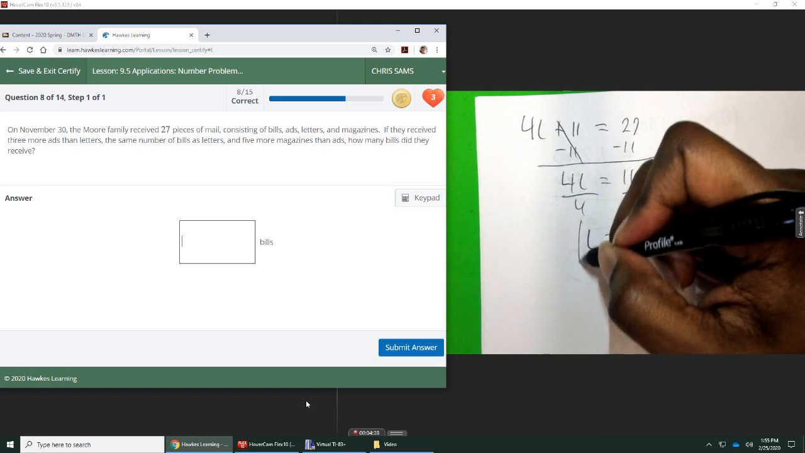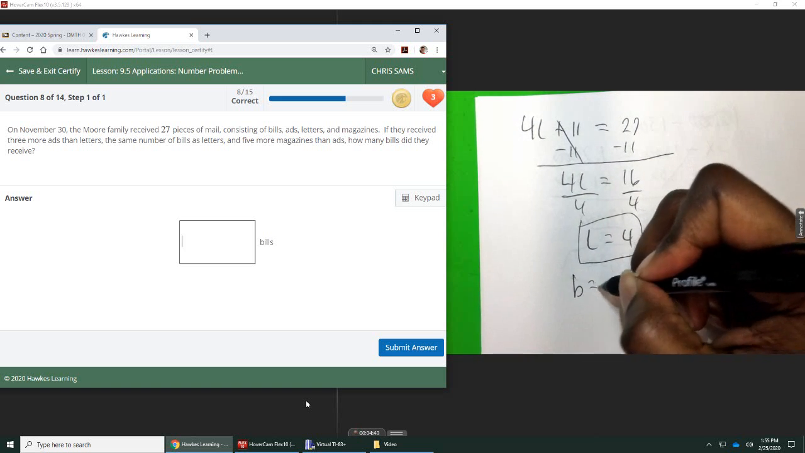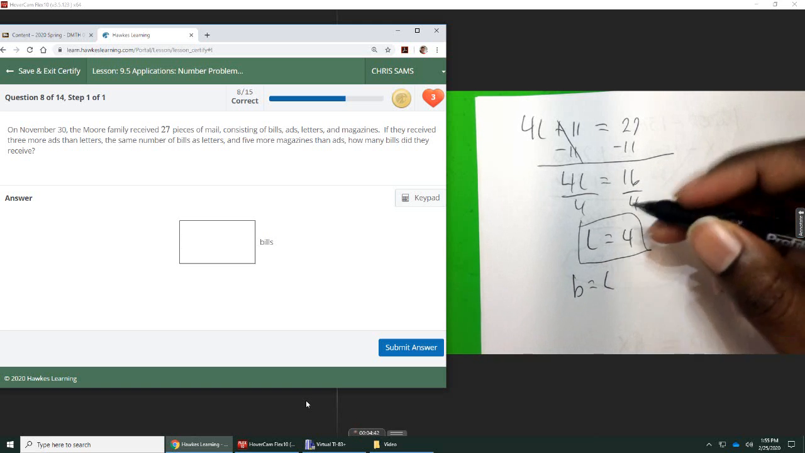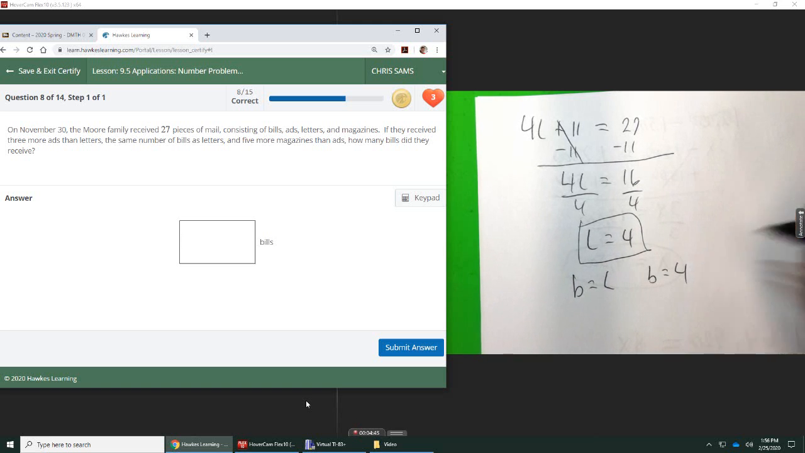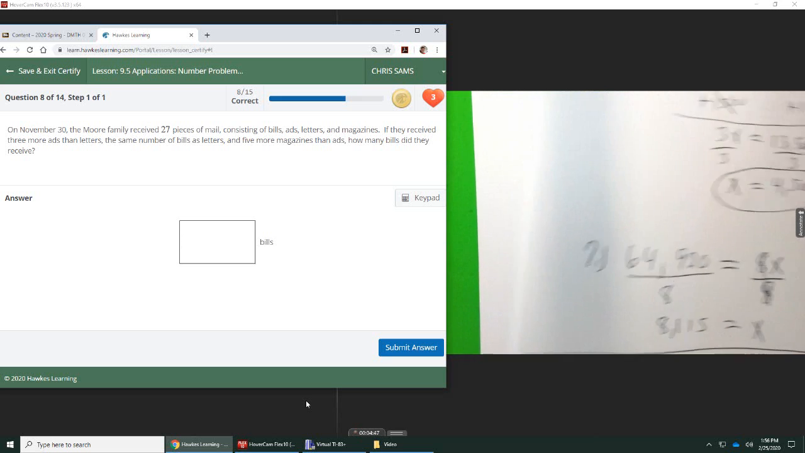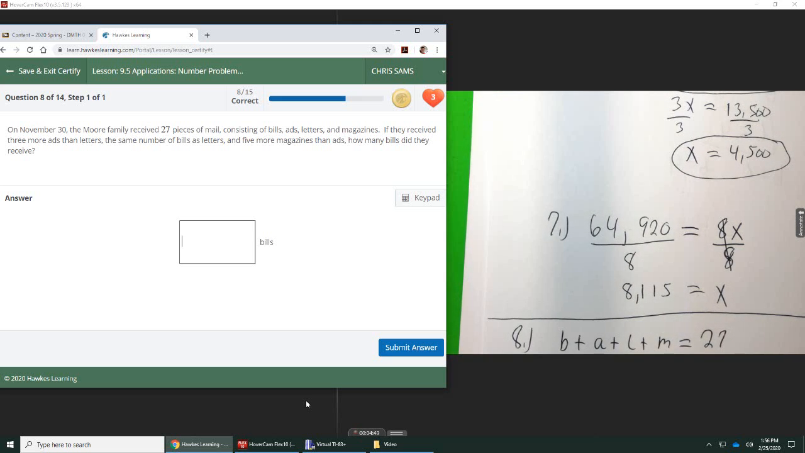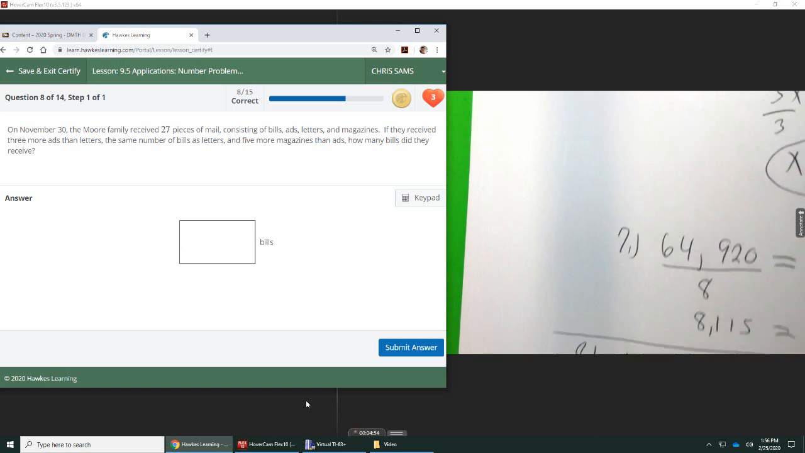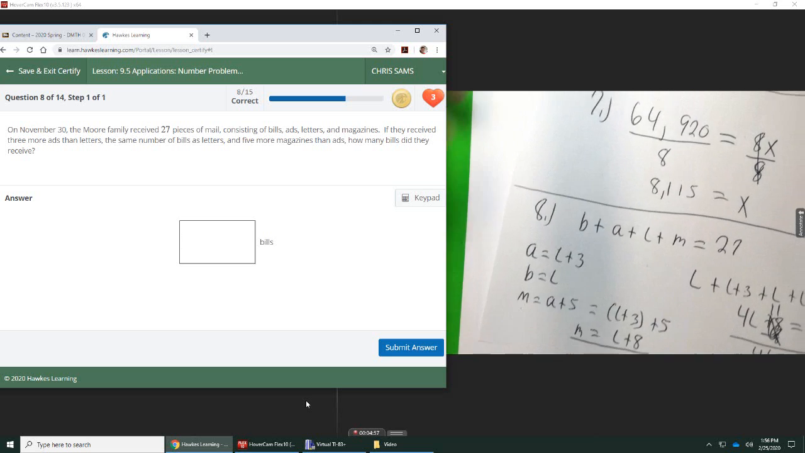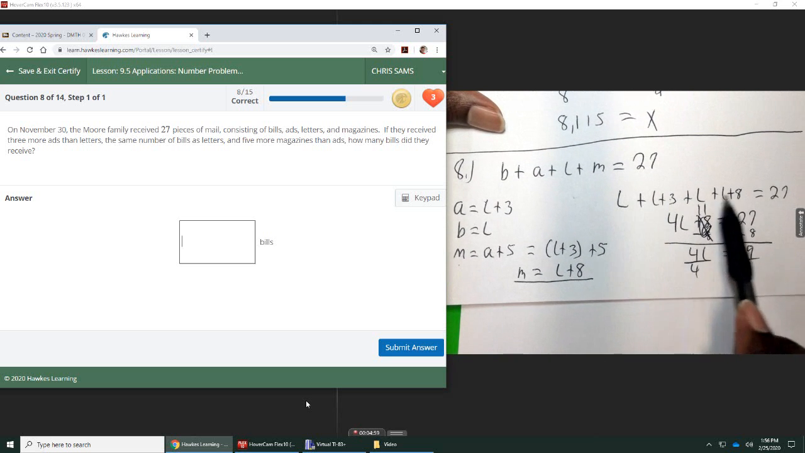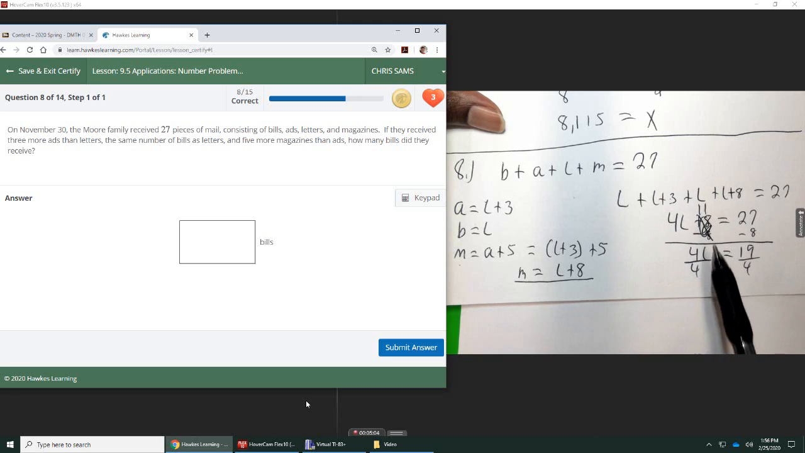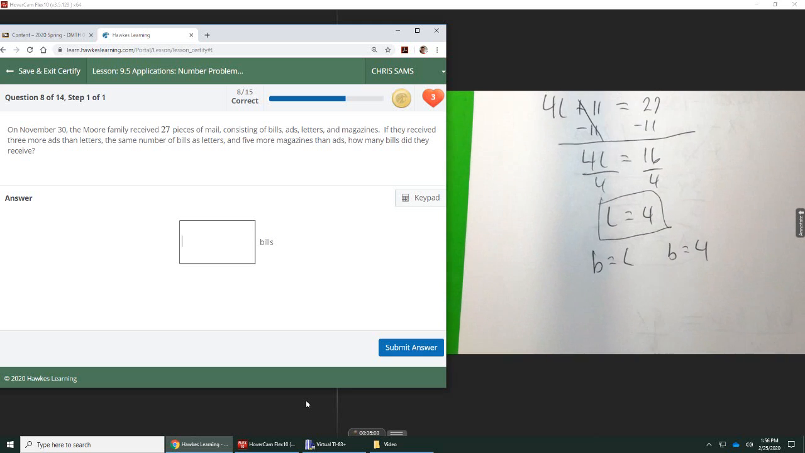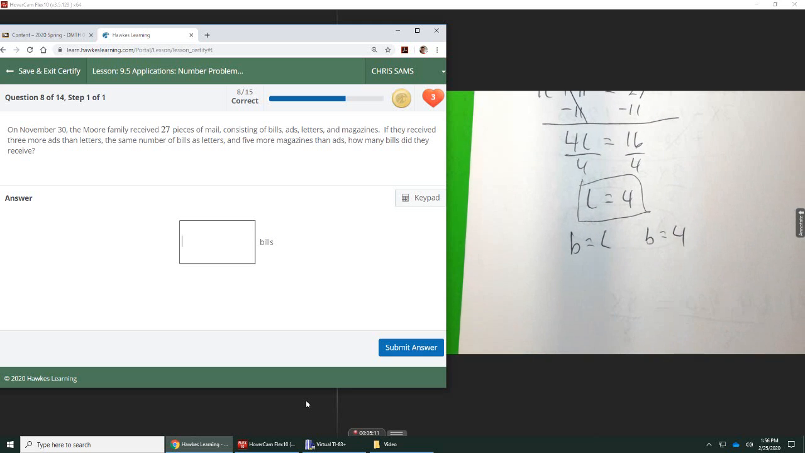We want to know how many bills, and we were told that bills is equal to letters. So if letters is equal to 4, then bills equals 4. Like so. Again, what I was doing here, I added up the 4 letters, but I forgot to add the 3 and the 8 to get 11. So doing that, all right, you can even see, I added up the four letters, forgot to add the 3 and the 8. So 3 and 8 gave us 11. So that gave us 4L plus 11 equals 27. And so I picked up over here solving. So there were four bills.